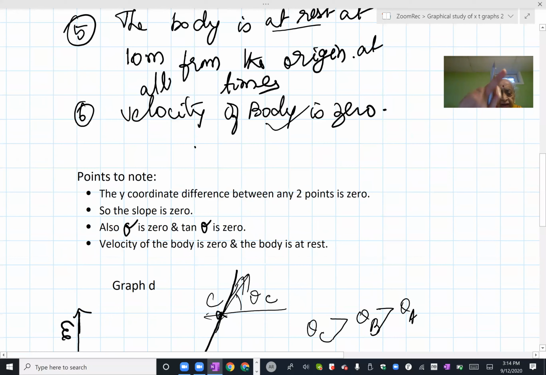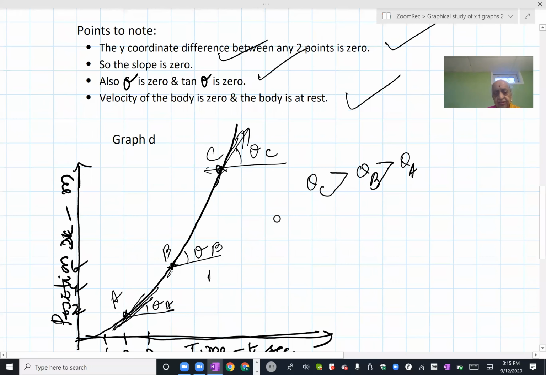So that was the graph in the third case. What are the points to note? The y-coordinate difference between any 2 points is 0 for any line which is parallel to the time axis. So the slope is 0, also theta is 0 and tan theta is 0. Velocity of the body is 0, and the body is simply at rest.